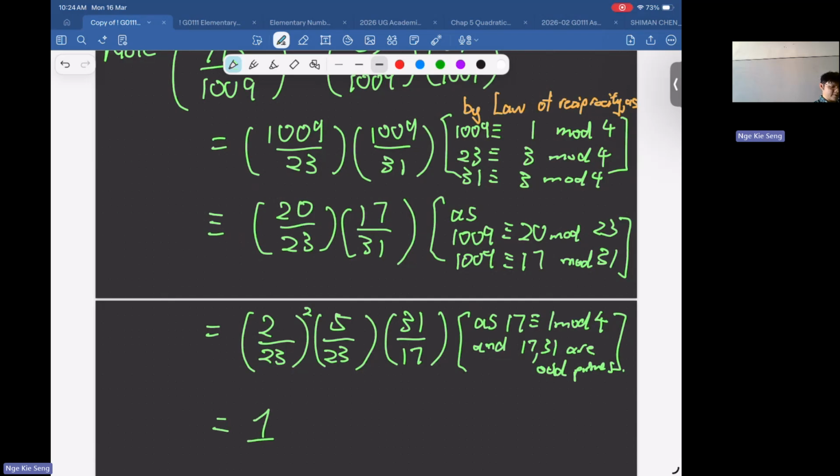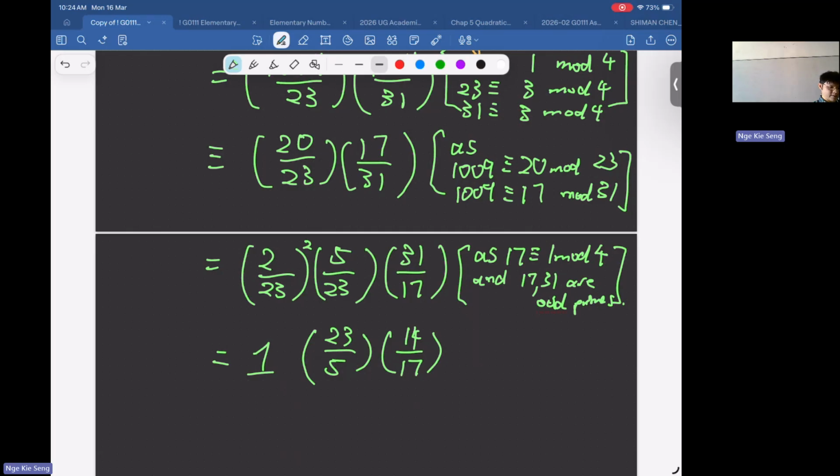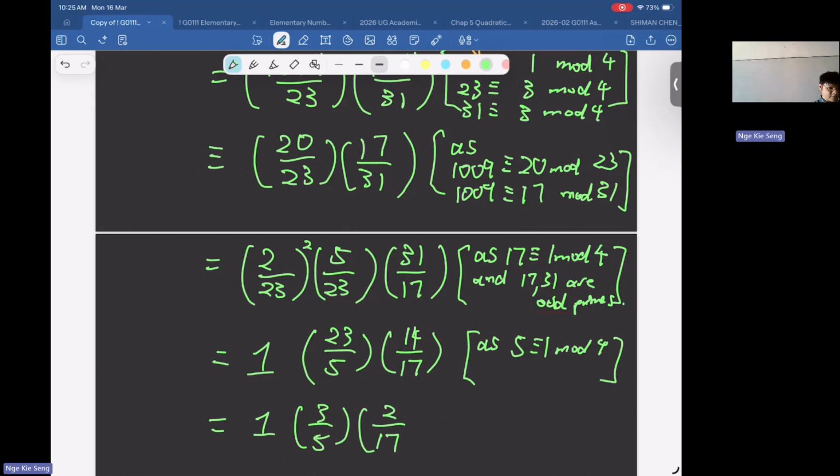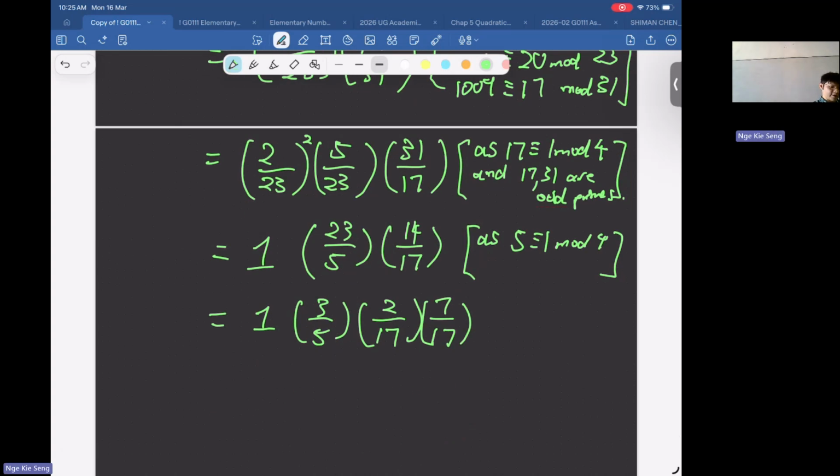So the first term you get is 1. For the second term, I'll do quadratic reciprocity again. And the last one you simplify further. Then for the second term, why can you swap? Because we got 5 is 1 mod 4 actually, so there's no sign occurring here. Then you simplify again, so it becomes 3 over 5. And then the other one you split into 2 over 17 and 7 over 17. And then 3 over 5 is not 2, not -1, so you cannot decide.